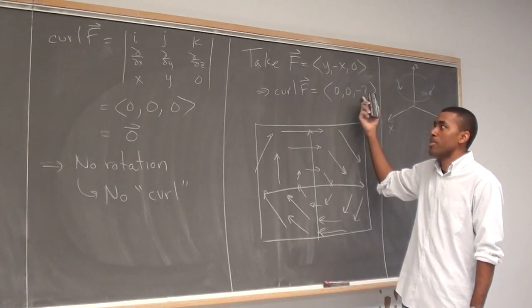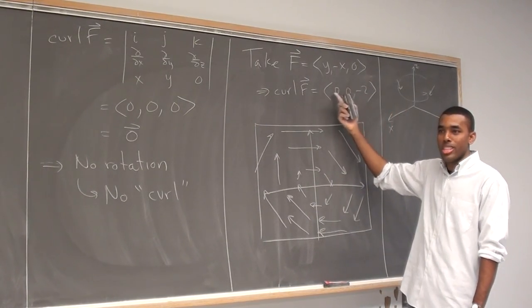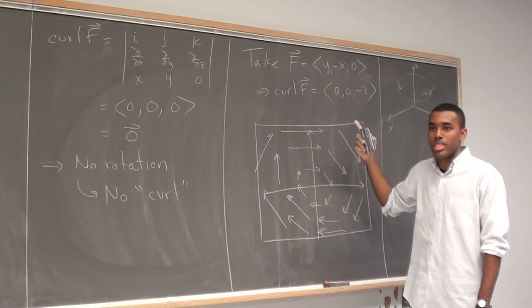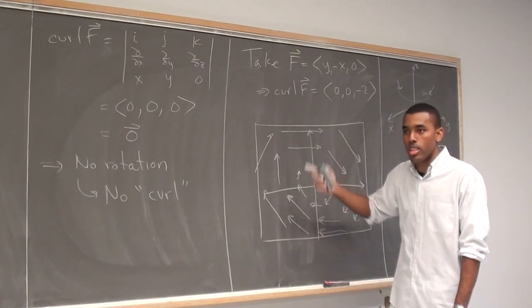I do the curl of this and we see there's a lot of swirling going on, sort of swirling around the origin, x and y are 0, my z component is negative, so things are going down while they're swirling. So I can tell all that just by finding the curl of something.